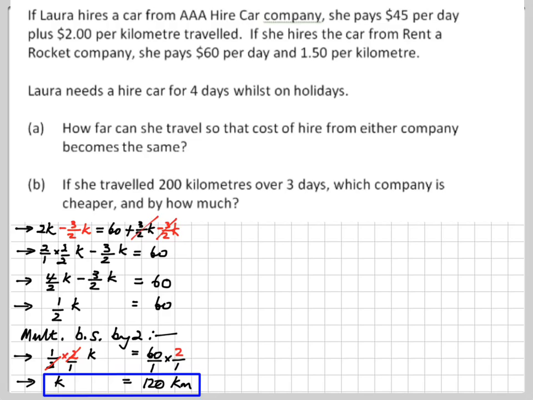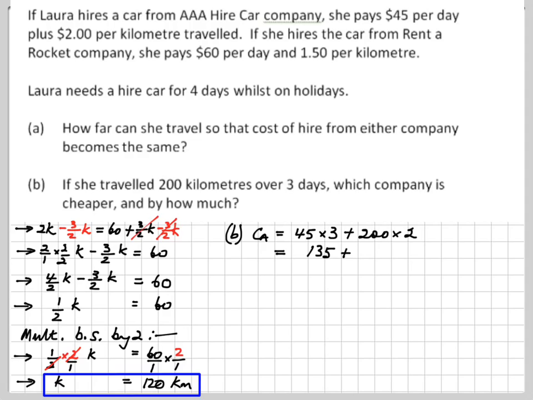If she travelled 200 kilometres but over 3 days, not 4 days, which company would be cheaper and by how much? Okay? Right. Number B for you and me. What you would get is the cost from AAA would be $45 a day times 3 days plus 200 kilometres at $2 for every kilometre, okay?